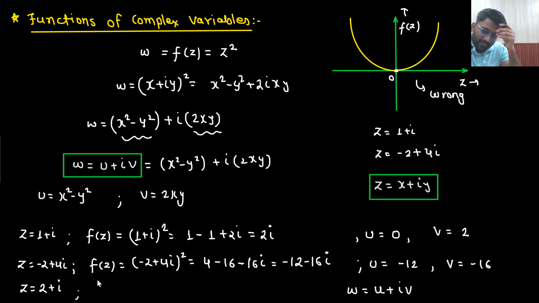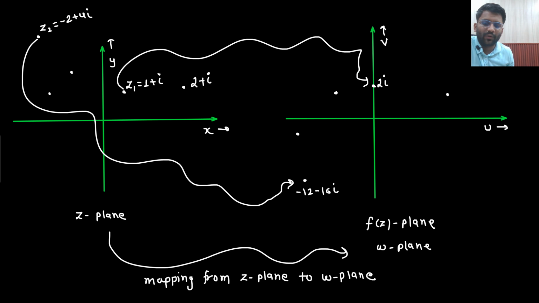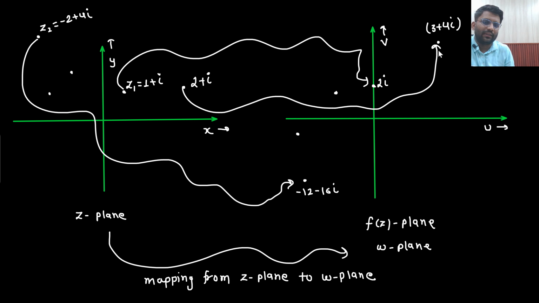So what will be my value of u? The value of u will come out to be 2 square, 4 minus 1, 3, and the value of v will come out to be 2 into 2, 4. So 3 comma 4. I need to plot 3 comma 4. So u equals 3 and v equals 4. So here it will be plotted, 3 comma 4. Say yes or no. So this particular point will be plotted like this here. So this is how you will do the plotting. Is that understandable to you?